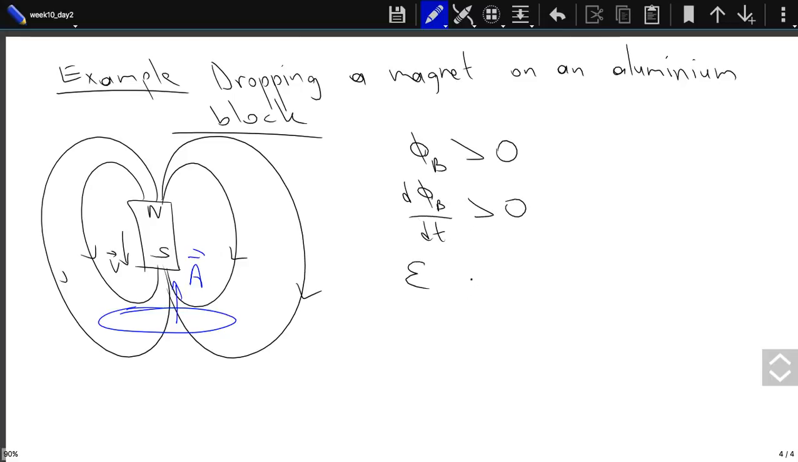So EMF, which is minus d phi B by dt, this is less than 0. So which way is the current running? There will be a current in the loop. So this was the positive direction of the current. And based on that, we had said that the area vector is pointing upward. So if the EMF is negative, the current will be negative, so the current should be running in this direction. So this will be the direction of the induced current.